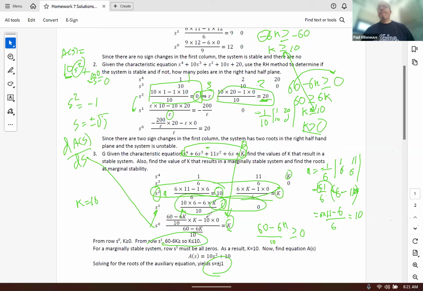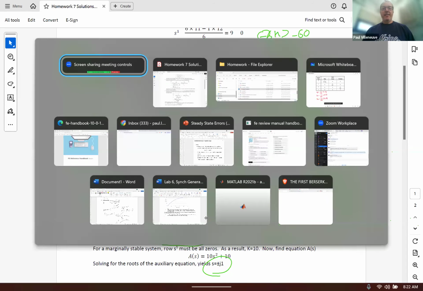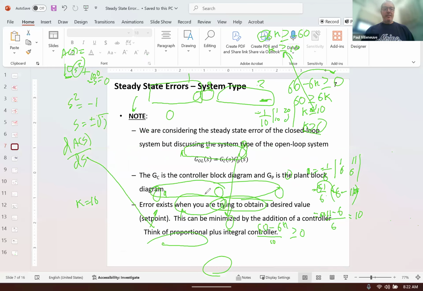Make sense? Any other questions? All right. Let's get back to steady state errors. Oops, I'm going to clear this.